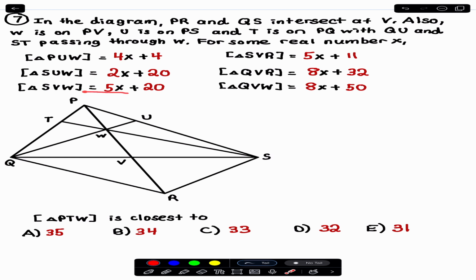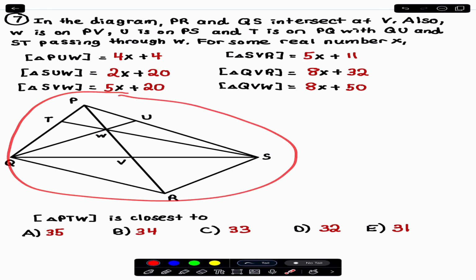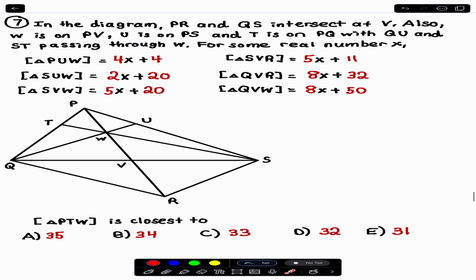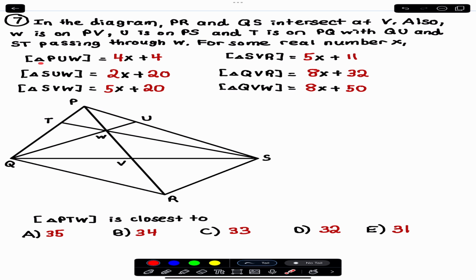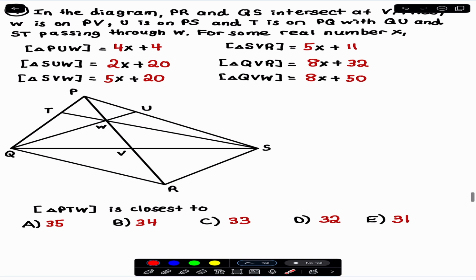So here we have a crazy diagram. So let's try to dissect it. We're given the area of triangle PUW, for some real number x, is equal to 4x + 4. The area of triangle SUW is 2x + 20. So that's this one, that's 2x + 20. And it goes on, so on and so forth. So everything is just written in terms of x.